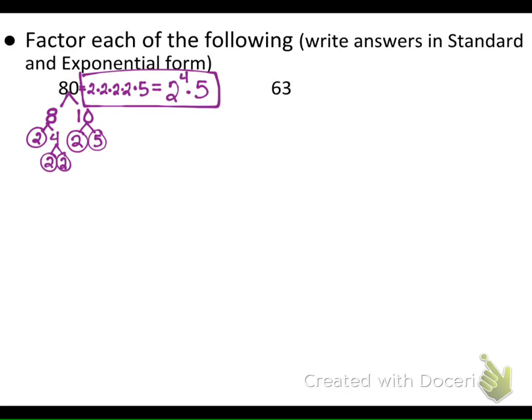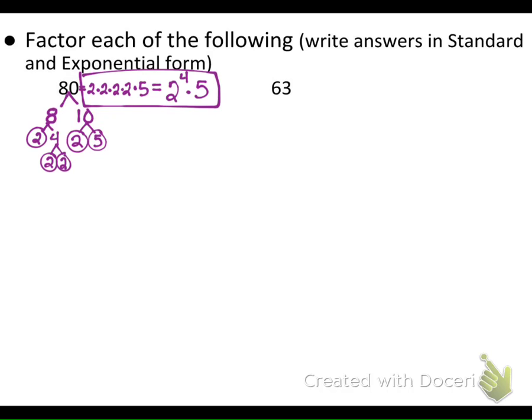When I was walking around, it looked like most of you guys got it. Don't forget your times 5 next to this one here, too. I already did. Wait. No, you did that in the exponential form, but make sure you do that in the, sorry, you did that in standard form. Make sure you do it in exponential form, too.